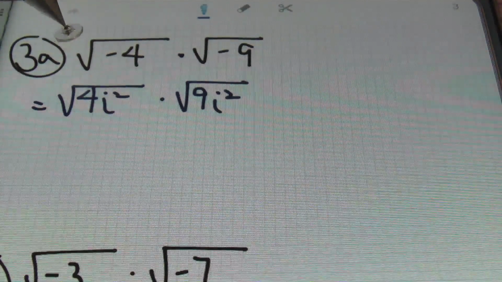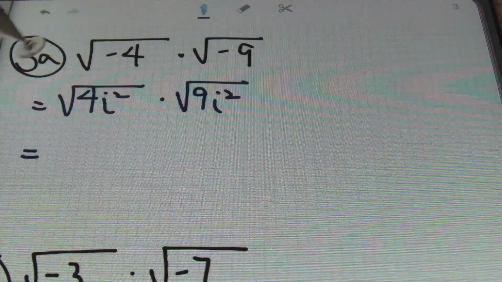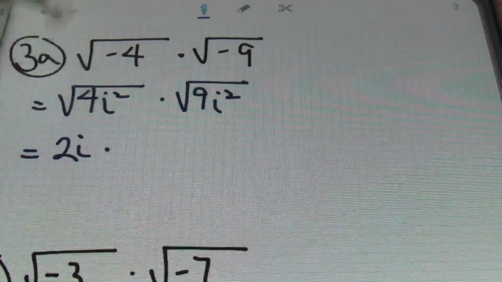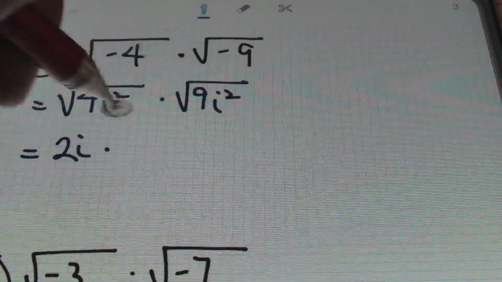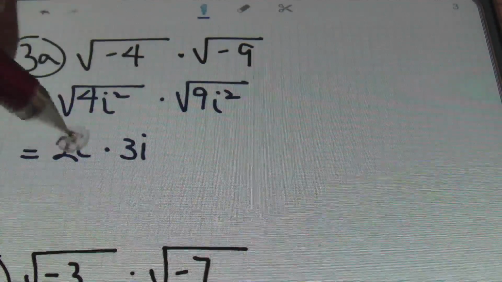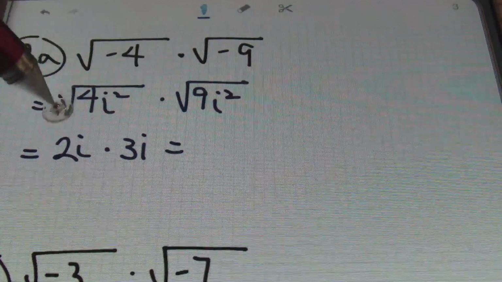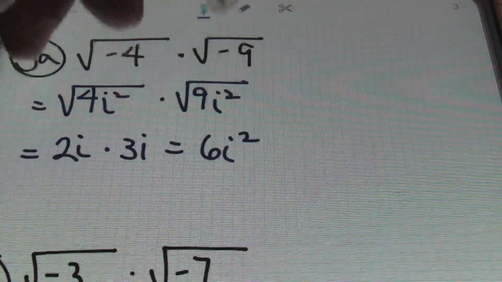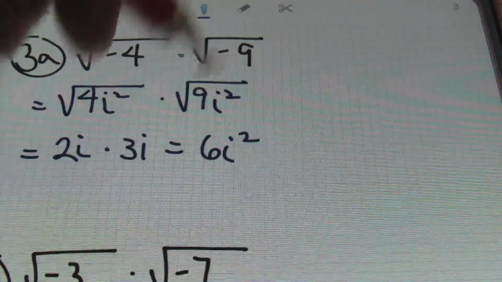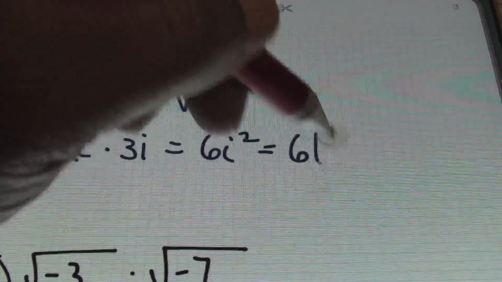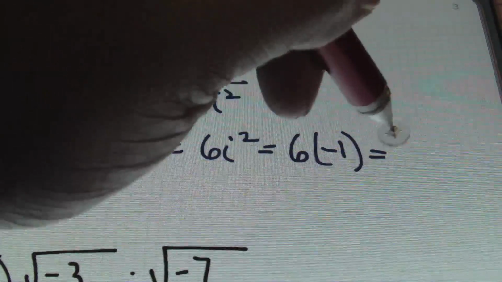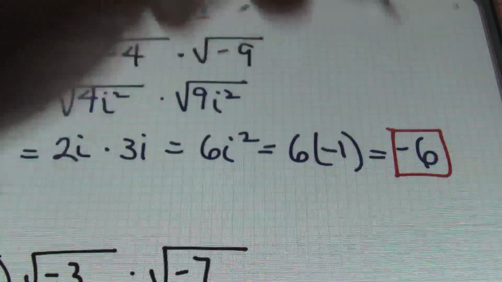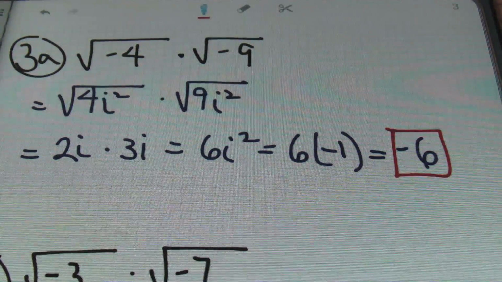Okay, so from there, I'm going to go ahead and take the square root of 4i squared, which is 2i, times the square root of 9i squared, which is 3i, and then I'll be multiplying straight across. So multiplying 2i times 3i gives me 6i squared. So remember, i squared equals negative 1, so we'll rewrite this as 6 times negative 1, and 6 times negative 1 gives us an answer of negative 6, which is our answer here. All right, that does it for 3a.